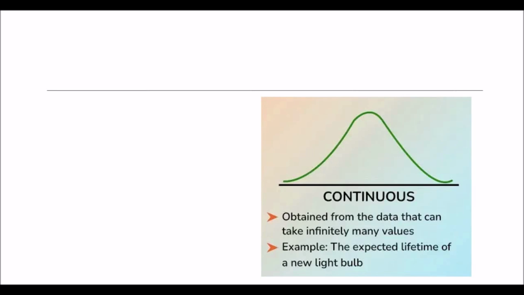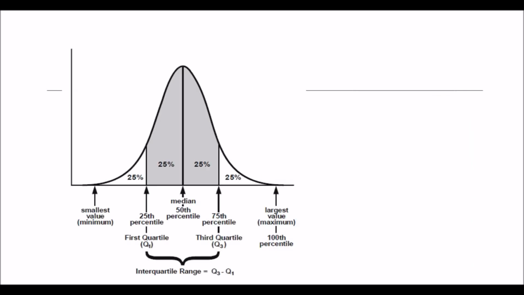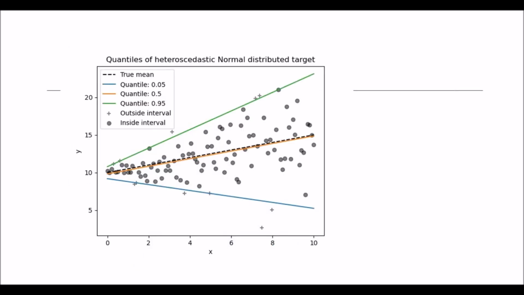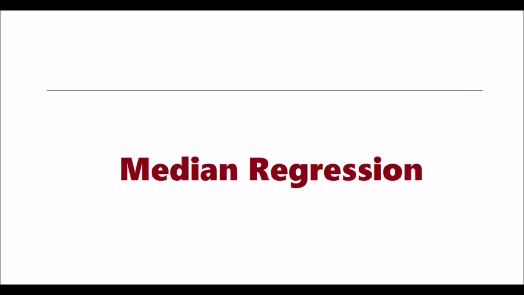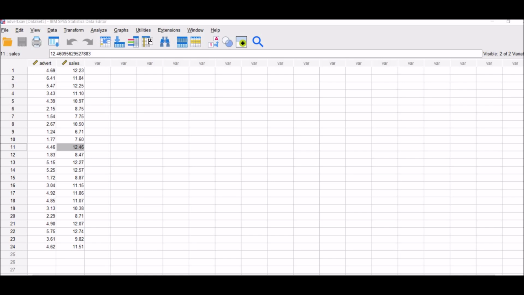You can set the 25th quantile, 50th quantile, or 75th quantile in the quantile regression. If you use the 50th quantile in your regression model, your regression will be called median regression. Now I will run the quantile regression analysis in SPSS.